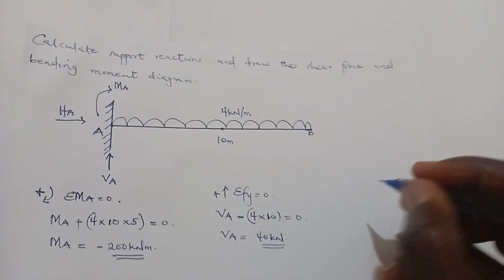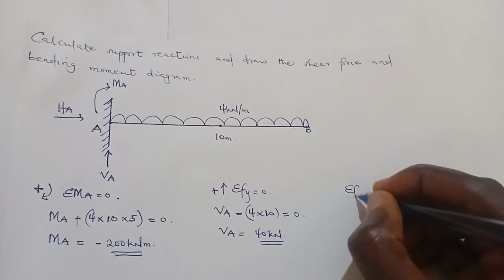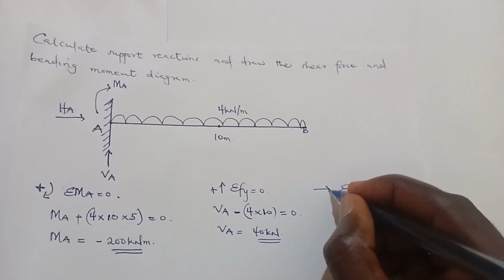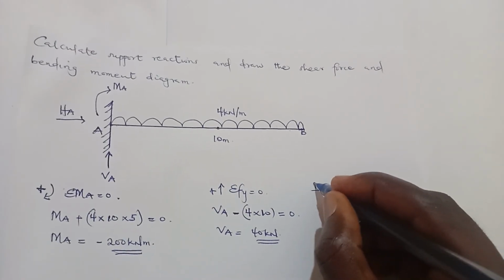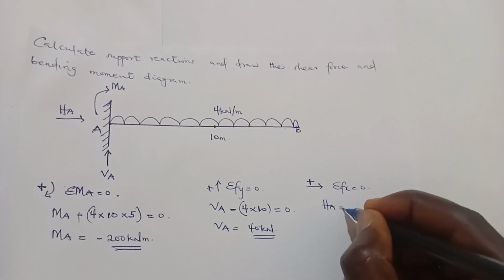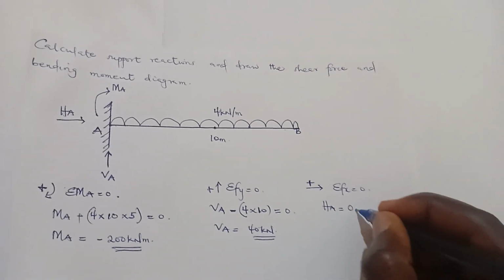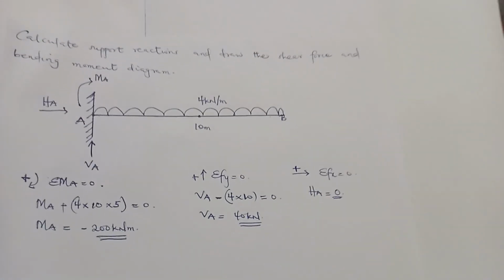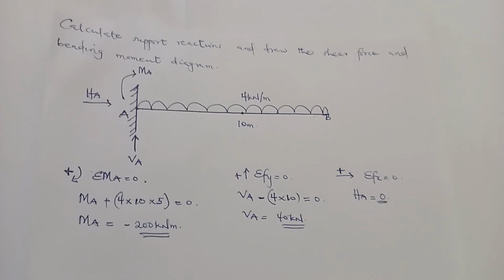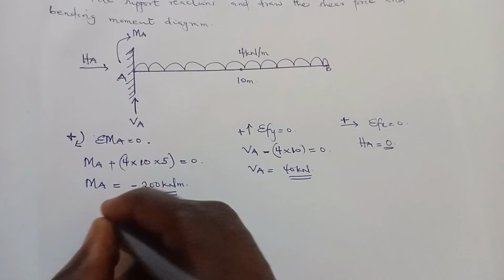That's VA. Now let's find HA. Sum of forces in the horizontal direction is equal to 0. So let's take forces moving to the right side as positive. So HA is equal to 0, since that's the only horizontal force. We are done calculating the support reactions, so let's deal with the shear force.